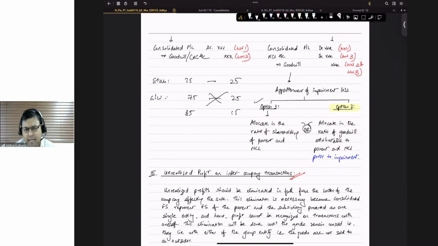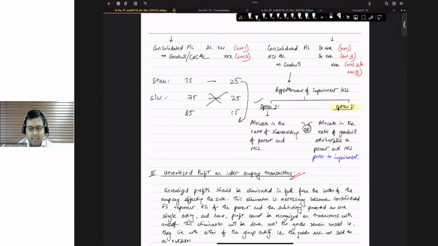There could also be a hypothetical scenario academically that when you allocate the impairment loss to goodwill in the ratio of the stake, then it could so happen that impairment loss attributable to NCI would be higher than the goodwill itself. ऐसा हो सकता है because दोनों का ratios अलग-अलग है. Both ratios could be different. At that time, we may end up in a confusion.